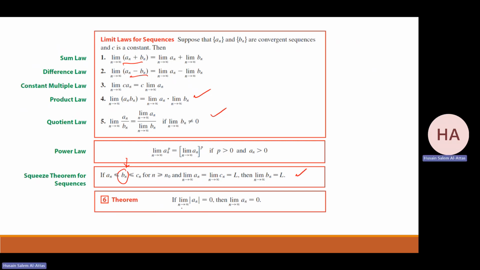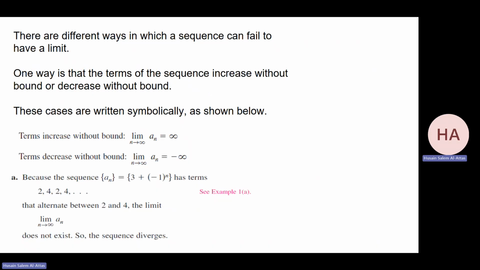Okay. If the limit of the absolute value goes to 0, then the limit of the original sequence goes to 0. These are some of the properties. When the sequence fails to have a limit, usually think of it as the terms increase without bound, the limit goes to infinity, or decrease without bound, goes to minus infinity, or when it alternates.